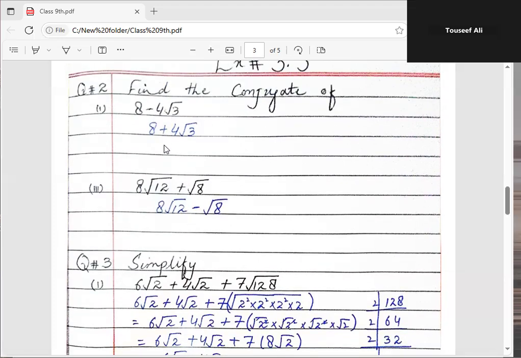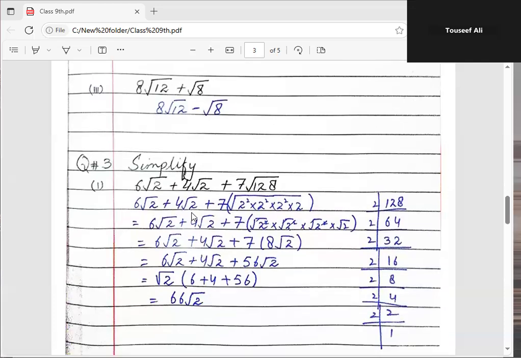Another example is 8 root 12 plus root 8. Here the sign is plus, so for finding the conjugate, we just change this plus sign, and the conjugate of this expression is 8 root 12 minus root 8.